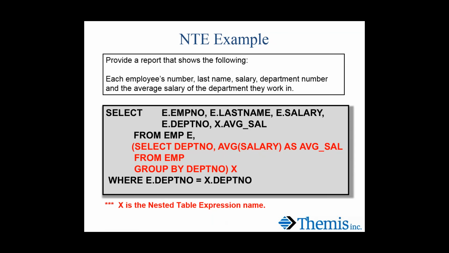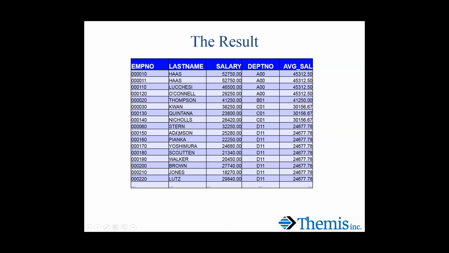So nested table expressions are a great way to mix detail and summary data. You can do a lot of other things with them too, but this is one of the really primary uses that I find for nested table expressions: to mix the detail and summary data. And when we run this query, we get a result that looks something like this.